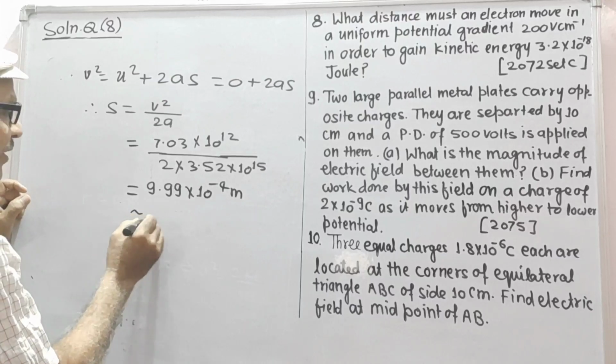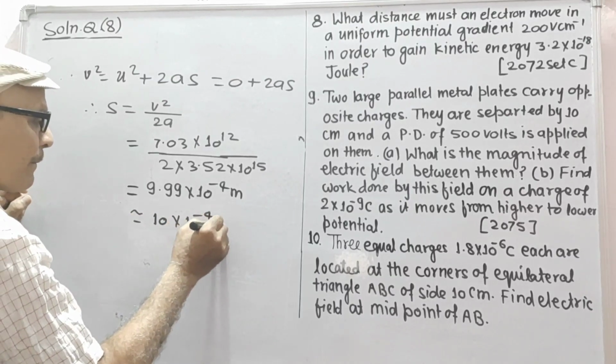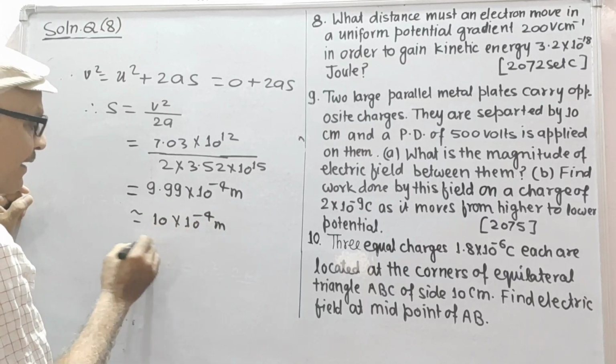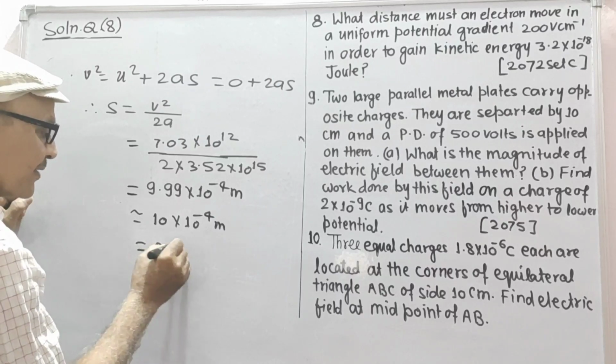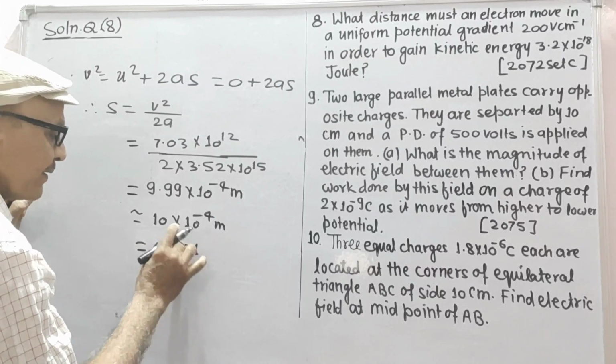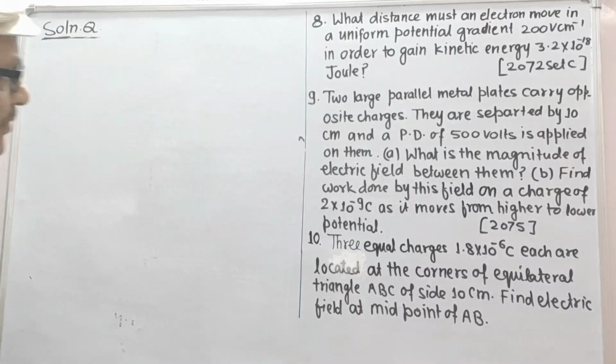Which is nearly equal to 10 into 10 to minus 4 meter, or it can be written as 0.001 meter. Next question number 9.